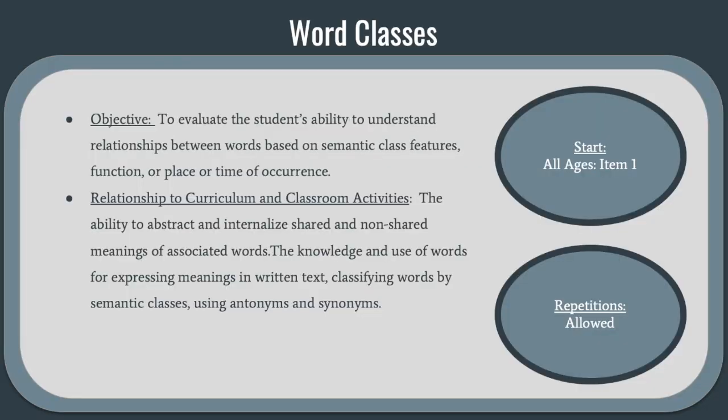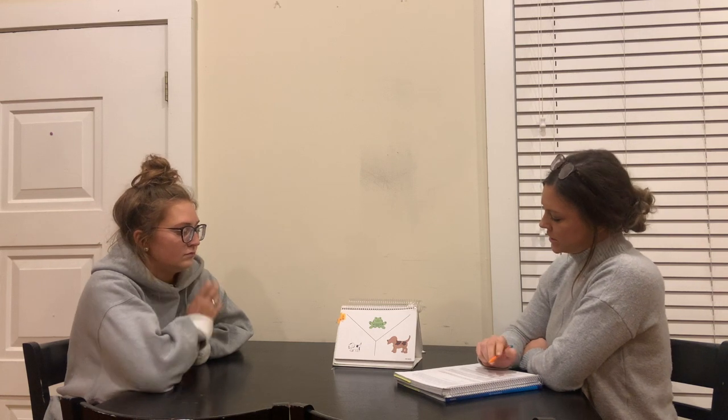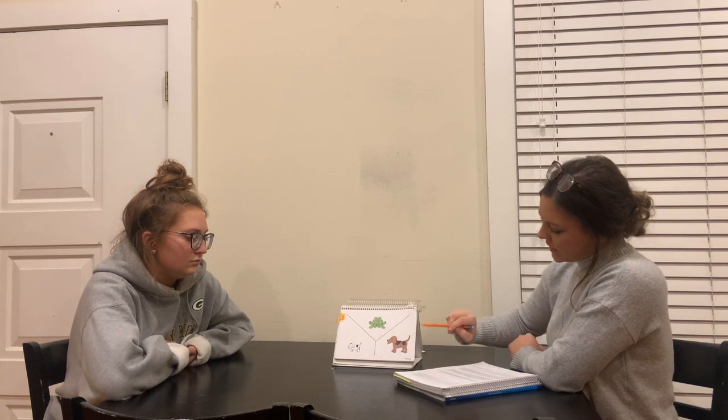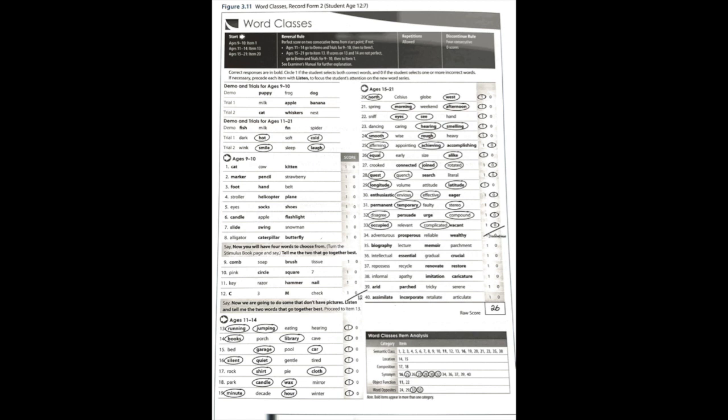The word classes subtest serves to evaluate the student's ability to understand relationships between words based on semantic class features, function, or place or time of occurrence. I'm going to say some words and show you some pictures. 2 of the words go together. Look and listen as I say the words puppy, frog, and dog. Puppy and dog are the 2 words that go together the best. Correct responses are in bold on the record form. Circle 1 if the student selects both correct answers, and 0 if the student selects 1 or more incorrect words.